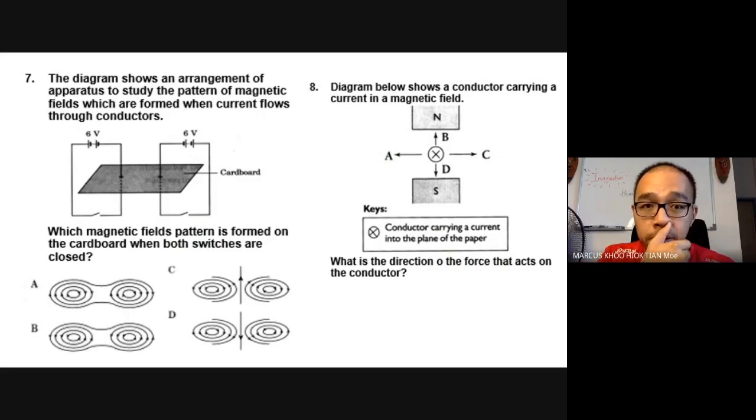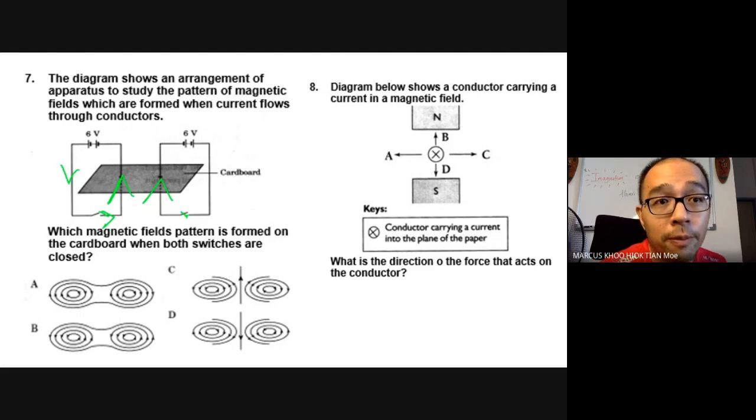I think we need to do this. Diagram shows an arrangement of apparatus to study the pattern of magnetic fields which are formed. So over here, we have the current flowing this way, this way, this way is going to go up. Here, this way, it's also going to go up. So what is the magnetic field pattern that is formed on the cardboard when both the switches are closed? Bila kita pasang switch, we close the switch, current is going to flow. Which is the magnetic field that is going to be formed?